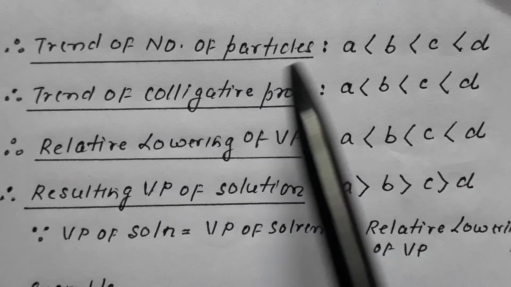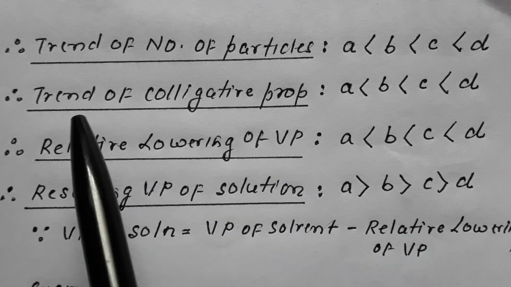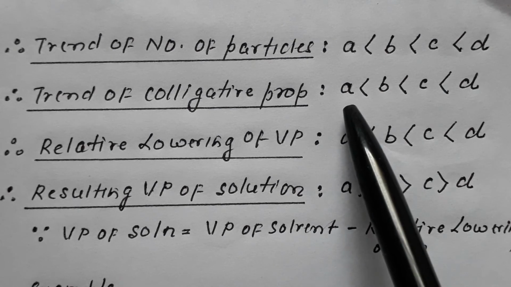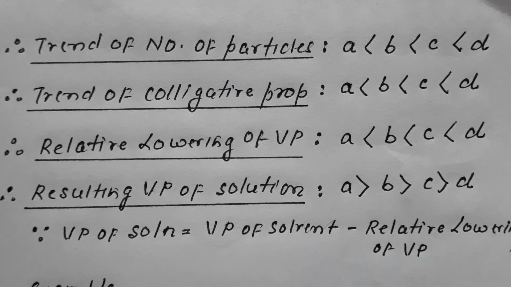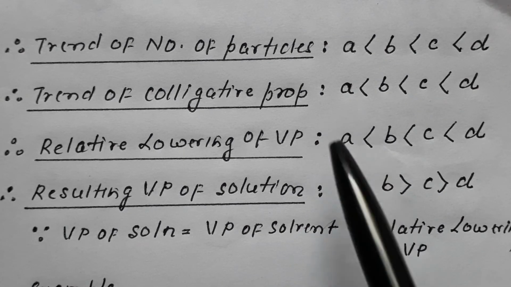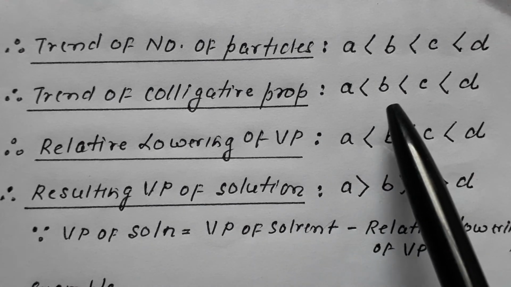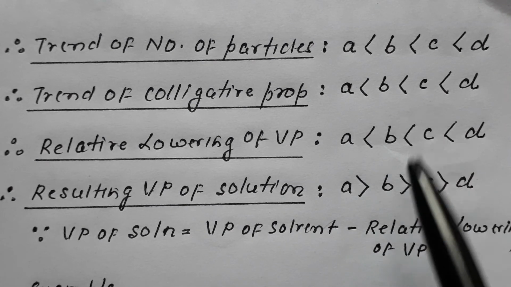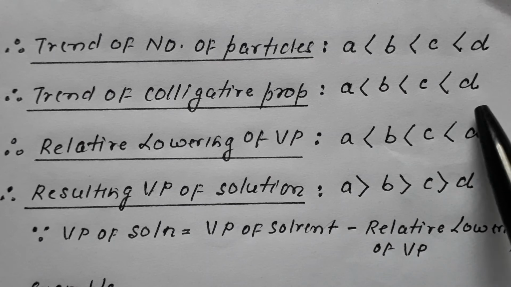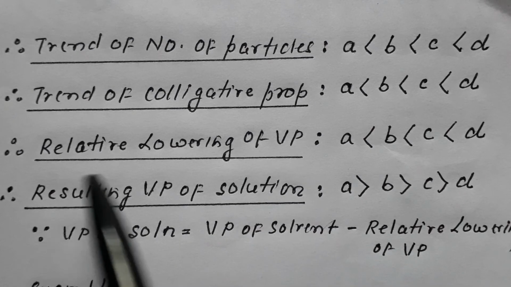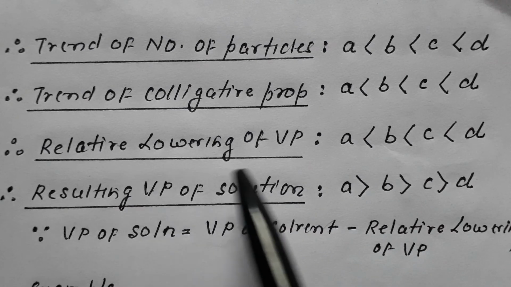Now the number of particles in turn affects the colligative property. Since the number of particles is least in A, the colligative property is least in A. The colligative property of B is comparatively higher, in case of C it is still higher, and in case of D it is highest. Now which colligative property? We are discussing the relative lowering of vapor pressure.